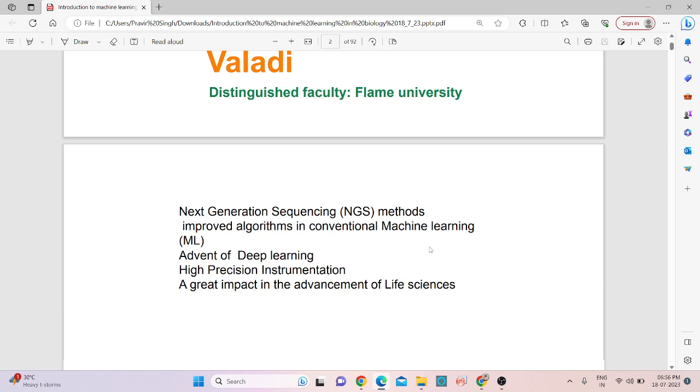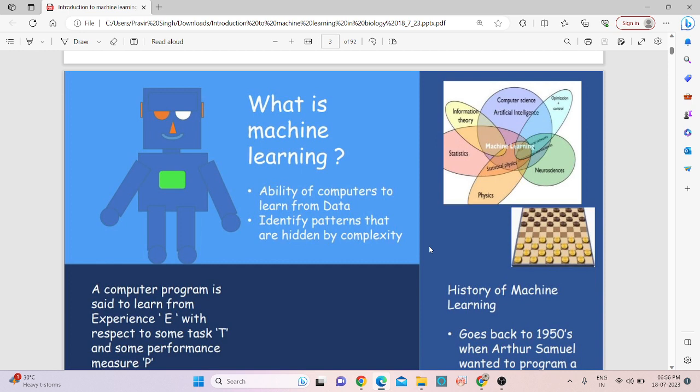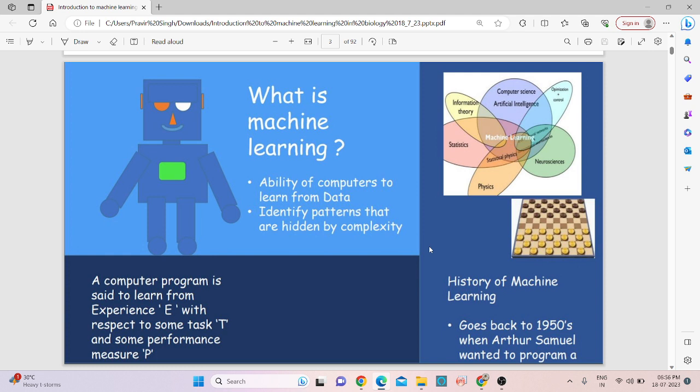So with the advent of, okay. So let us say, what is machine learning? Machine learning is the ability of computers to learn from data and identify patterns that are normally hidden by complexity. Machine learning derives its strengths from different fields of science and engineering, which include information theory, computer science, artificial intelligence, statistics, physics, neurosciences, etc.